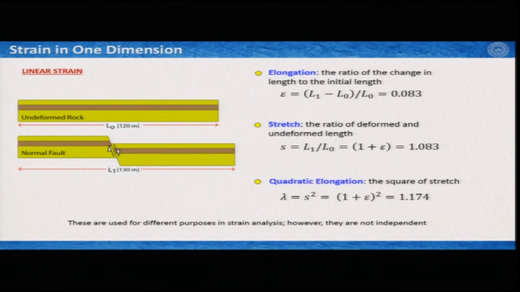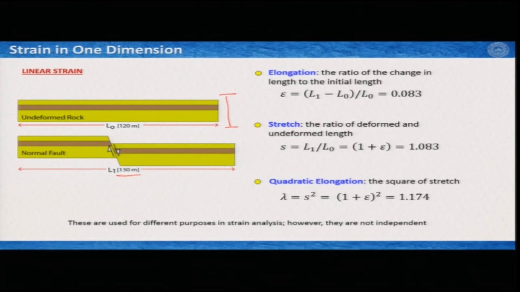There are three basic terms. One is elongation, one is stretch, and another is quadratic elongation. So here I have a representation of undeformed rock with length, say, 120 meters, L0, and if I make a normal fault on this layered rock, then say the length changes to 130 meters because it has extended.